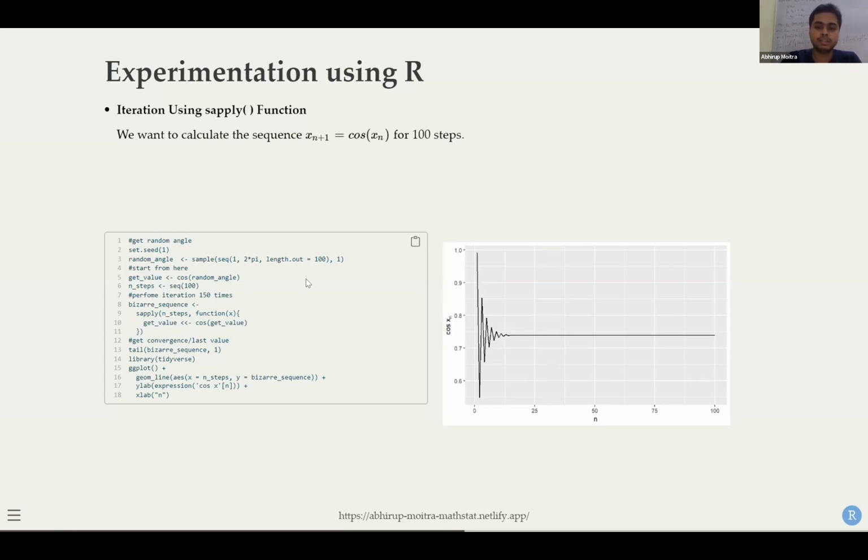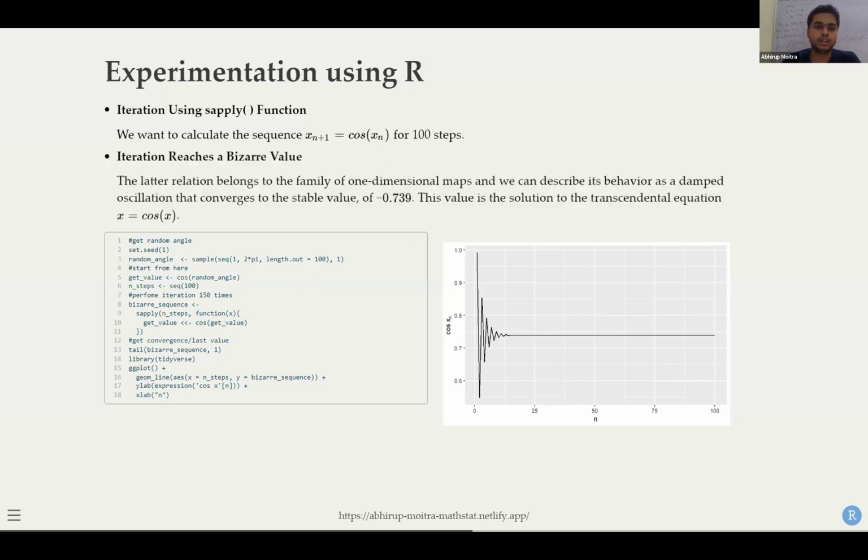So what I just did was calculate the sequence x n plus 1 equals cos x n for 100 steps. Be cautious of the double arrow assignment, because the environments of the function calls are created in each step of the sapply. They do not communicate, but they are all children of the parent frame, within their scope. We can also do this with a classic, simple for loop, but the sapply way is fun and pays off when more complicated operations are involved.